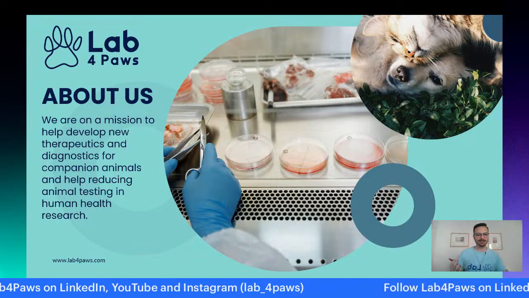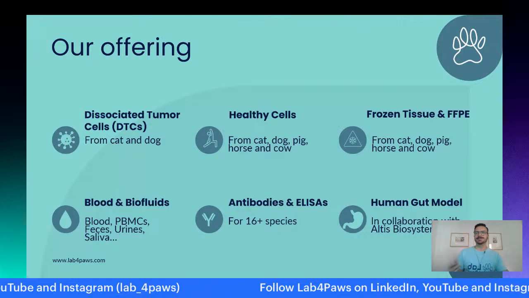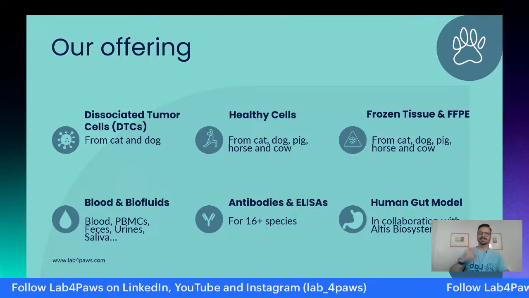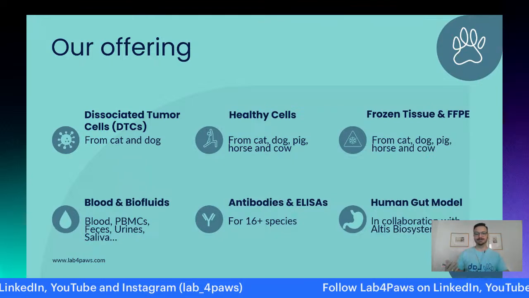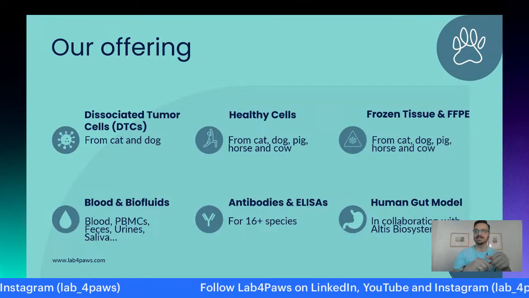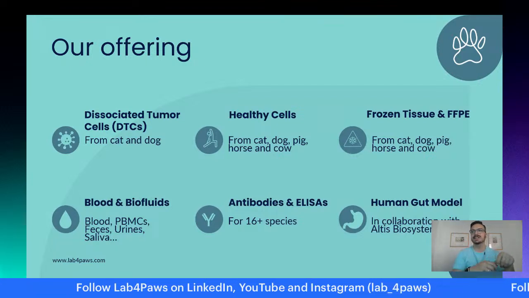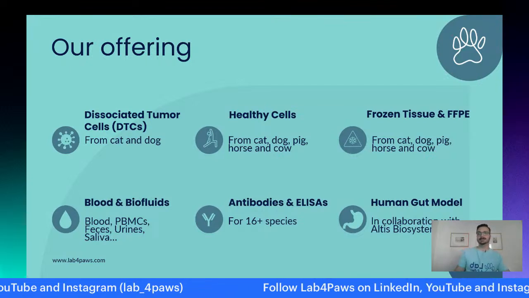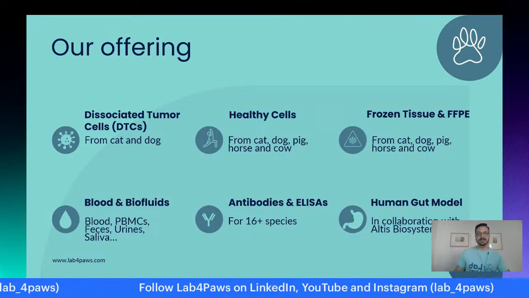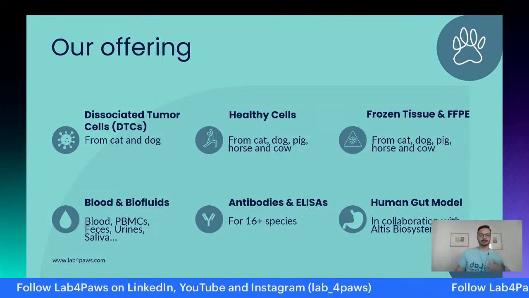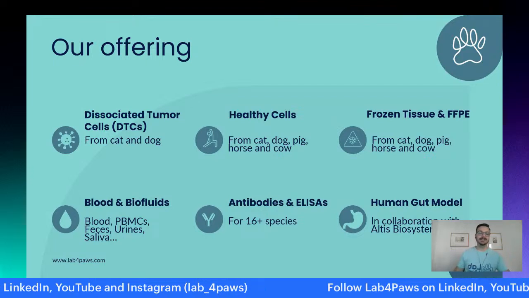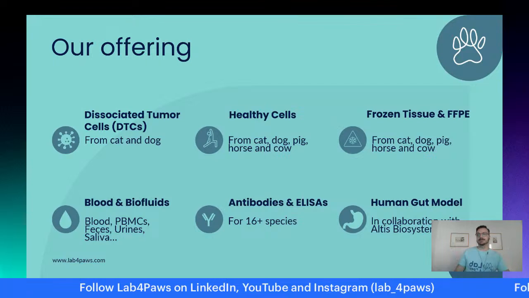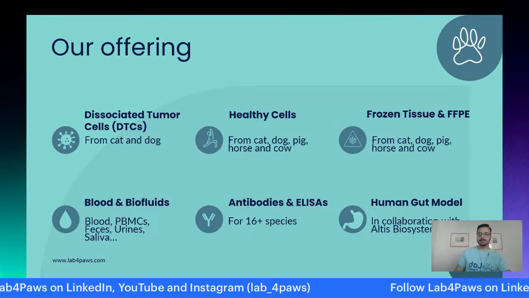And we do our little piece by supporting researchers with dissociated tumor cells and biospecimens, especially from animals. So here we have dissociated tumor cells from cats and dogs. We have healthy cells from a wider variety of animals. We have frozen tissues and formalin fixed, paraffin embedded material. We have blood and biofluids. And then from blood, obviously, all the different isolated cells.